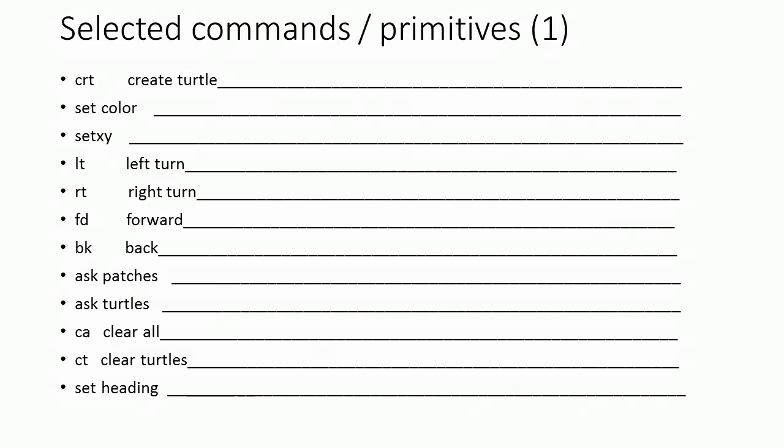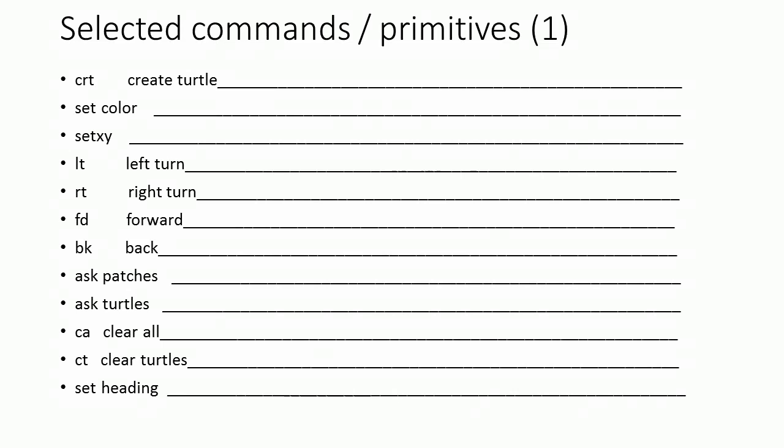CA is clear all. That's used at the beginning of setups, usually just to make sure that you've got a blank window to paint for the animation part. If you only want to clear the turtles but leave the patches as they are, you can use CT.